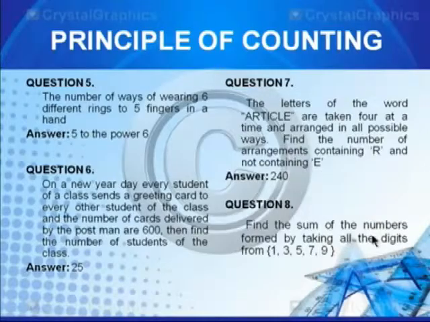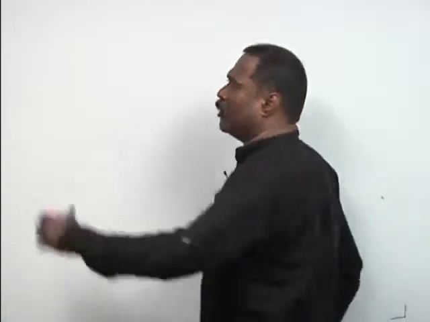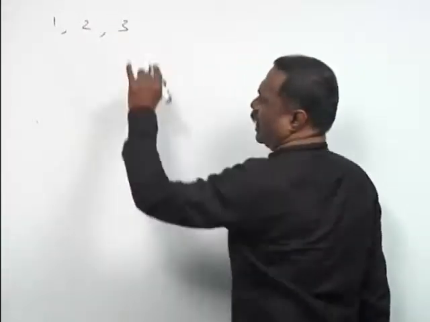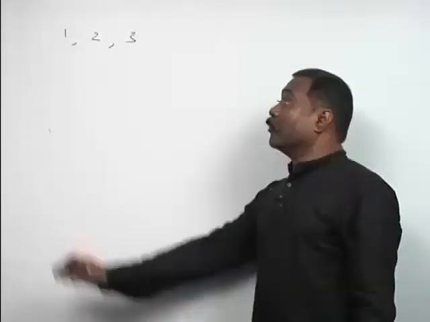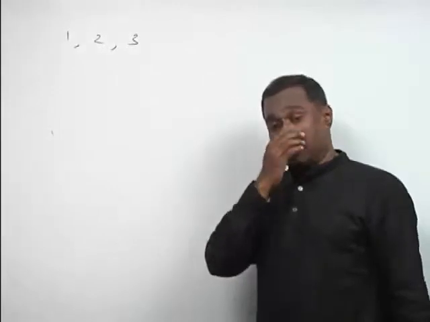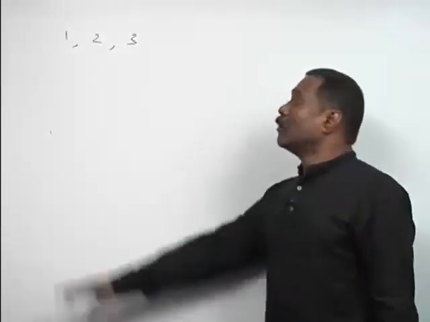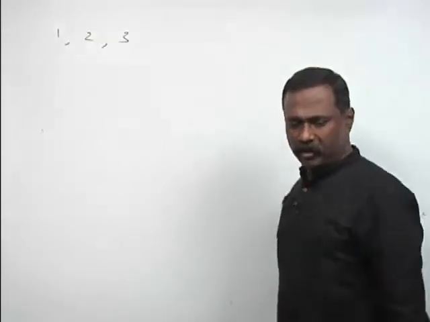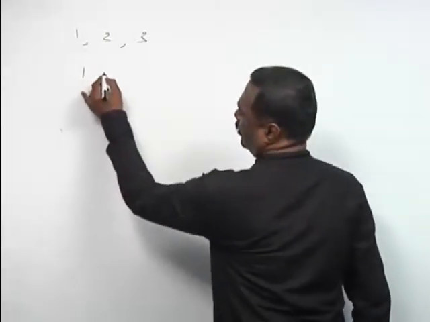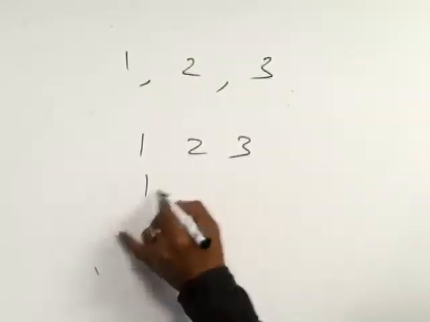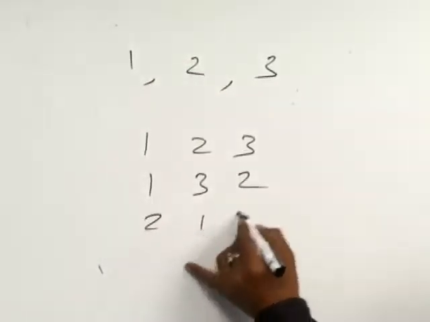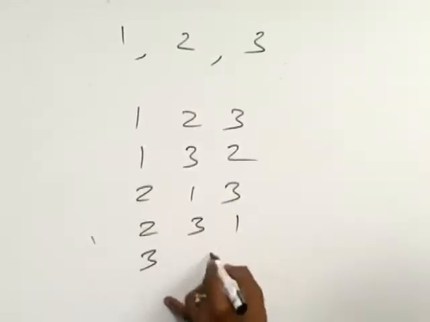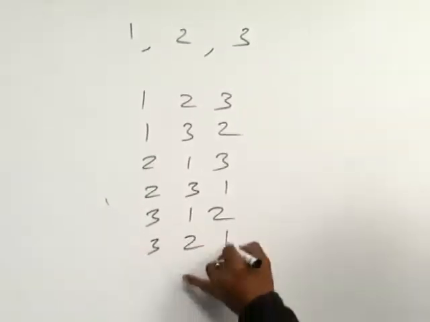Find the number of numbers that can be formed. It is not find the number of numbers. You have to see that it is find the sum of the numbers. Sum of the numbers means what? I'll take an example and I'll explain to you. Like I have 1, 2, 3 in my hand. I want to form different three digit numbers without repetition. Then in this case it is 123, 132, 213, 231, 312, 321.